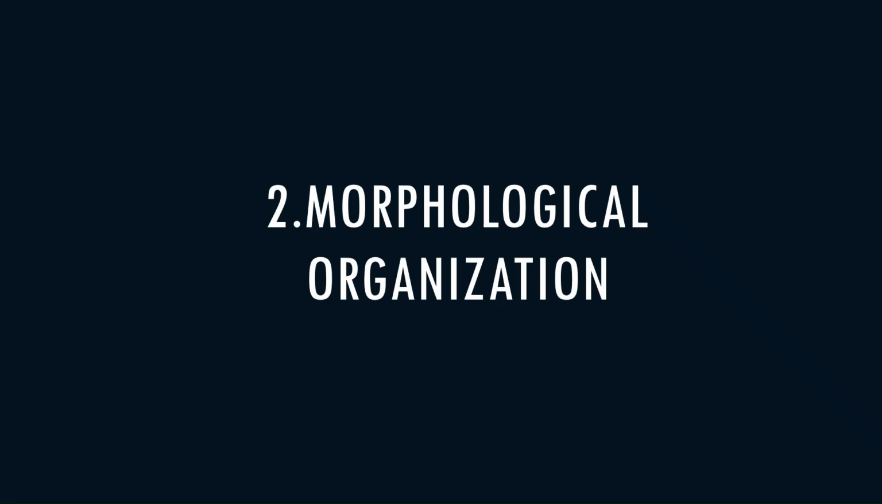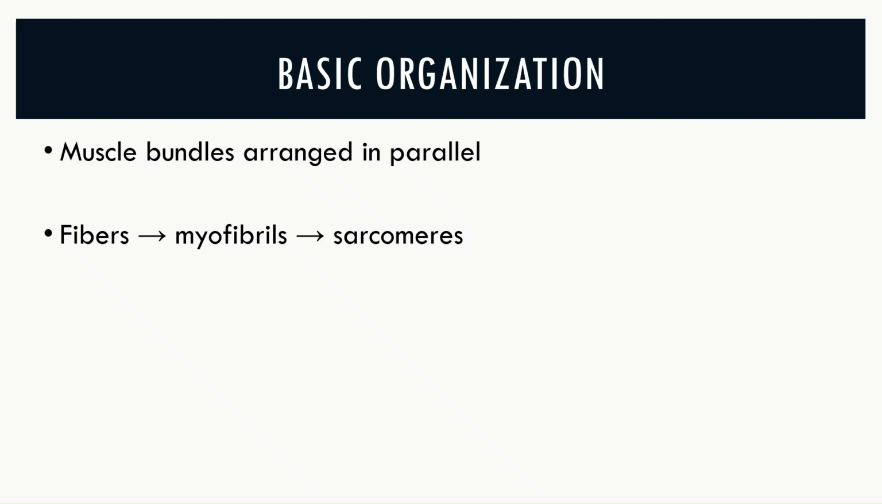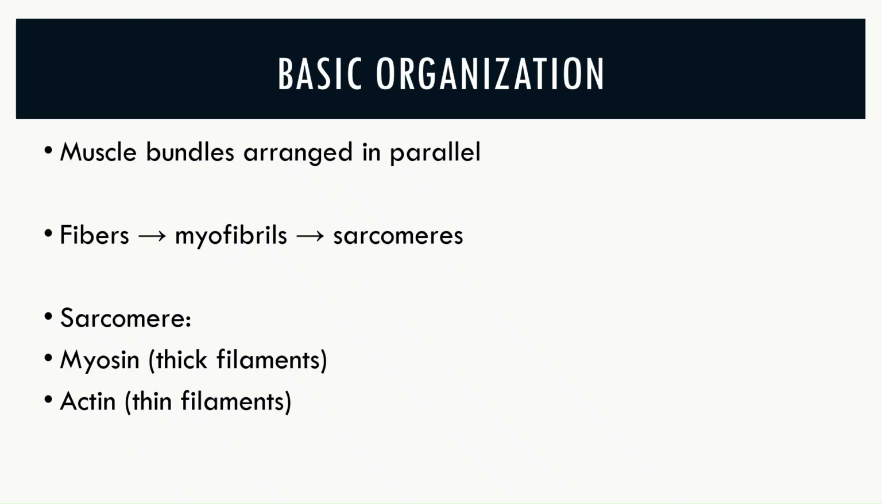Next factor, morphological organization. Basic organization of muscle fibers. Structurally, respiratory muscles are organized into bundles arranged in parallel. Each muscle fiber contains myofibrils, which in turn are composed of sarcomeres. Sarcomeres are the fundamental contractile unit consisting of myosin and actin filaments.